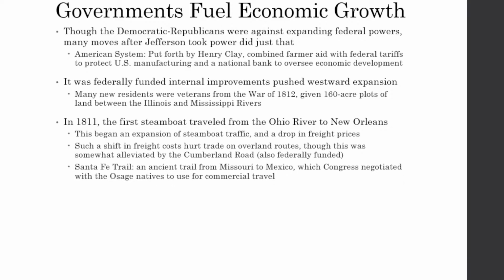We also had the Santa Fe Trail. It was a trail from Missouri down to Mexico, which apparently had been used by the natives since well before any Europeans ever showed up. This was the Osage natives, and Congress apparently negotiated with them to use it, which is surprising. The book just says they negotiated with the Osage natives to use this trail. There was no, oh, we went in and murdered them, or we got them drunk and stole their land. It's just, oh, we negotiated with them so we could use it, and that's it. So I guess that was it. I don't know.